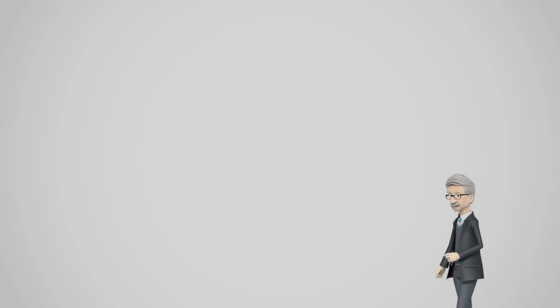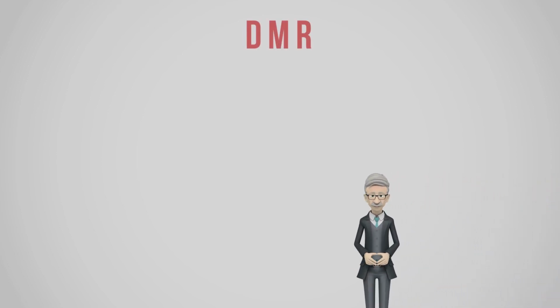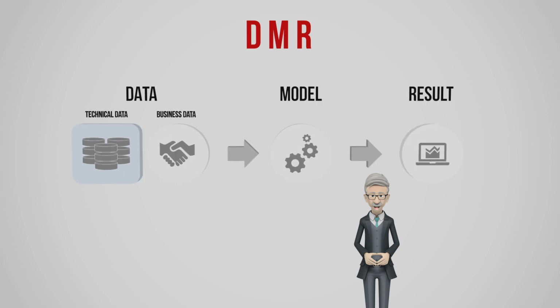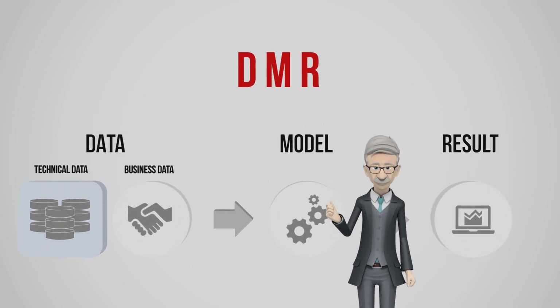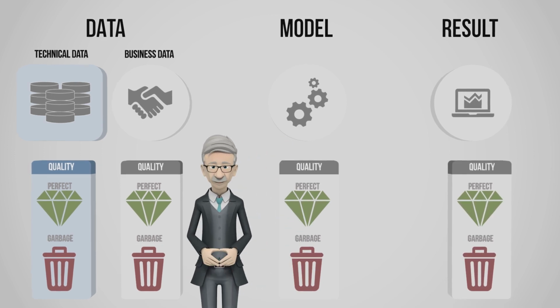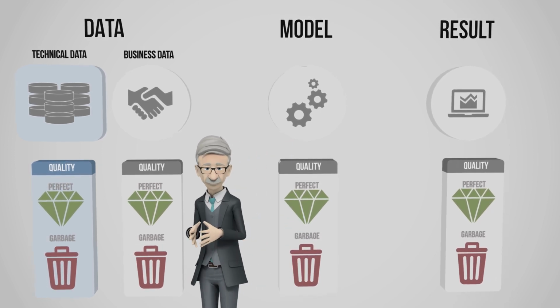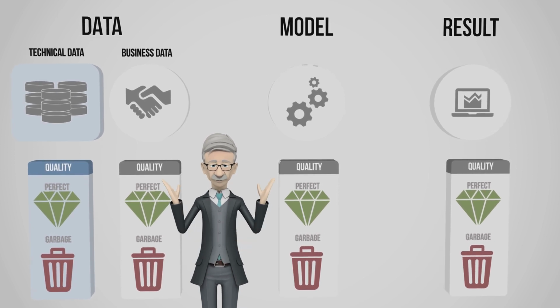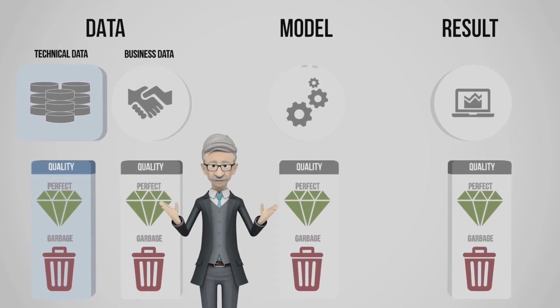In this presentation, we want to raise the issue of the DMR schema: data, model, result. This topic can make us realize why the result of many business models can be suboptimal or even erroneous. For this purpose, we will add to each area of the DMR its quality: correct, that is perfect, or erroneous, that is incorrect.